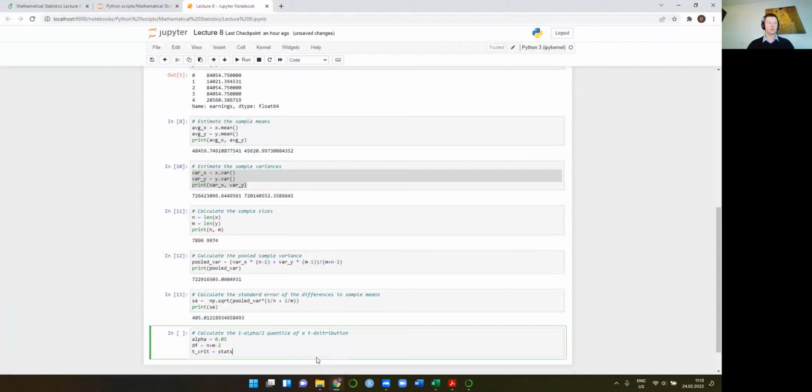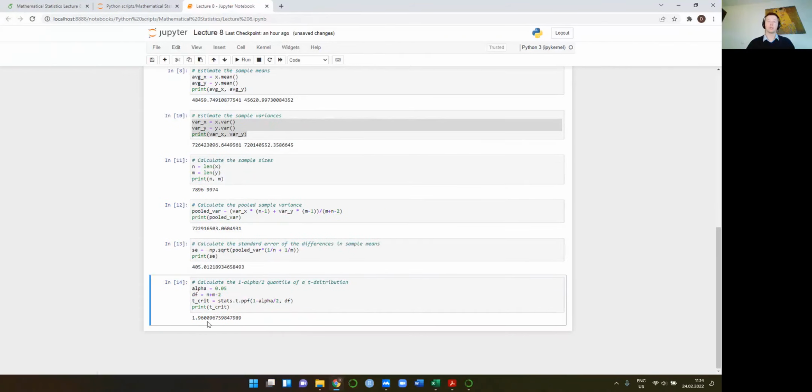That starts with t ppf. I hope you're familiar with this function. We are using this many times. 1 minus alpha over 2 and df. So print T crit. 1.96, which is also the familiar number, because if the sample is large, usually you have the 97.5% quantile around 1.96.